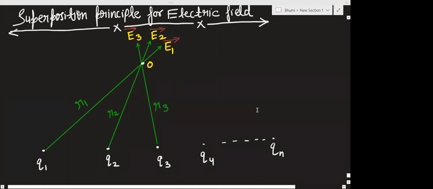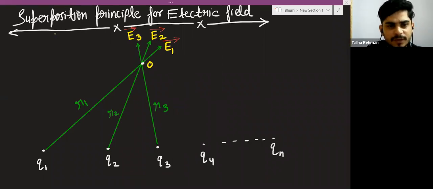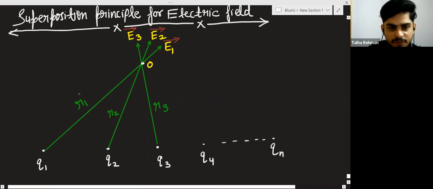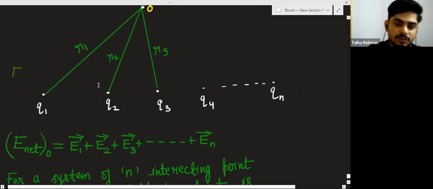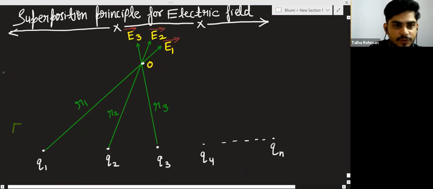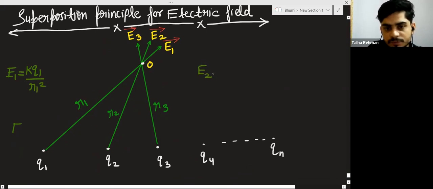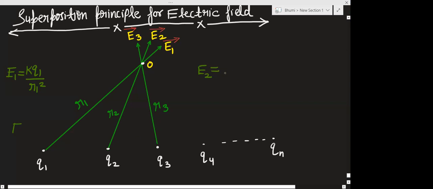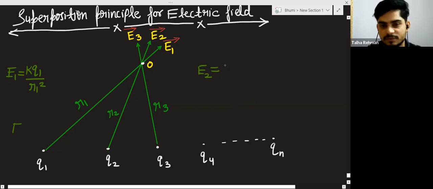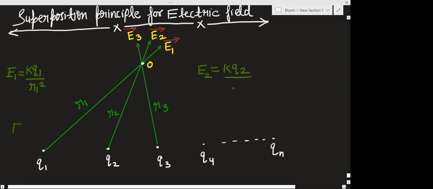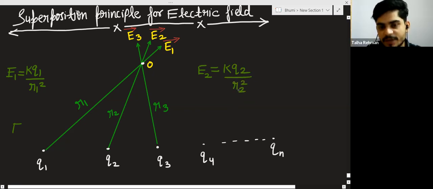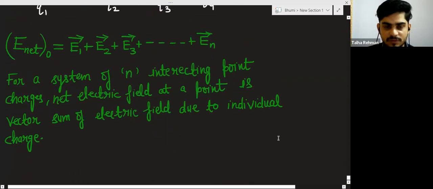So, done. Here, if I want to calculate E1, which is due to this charge, then this will become K Q1 divided by R1 square. And what is the value of E2? K Q2 divided by R2 square. Yeah, take the charge and divide it by the square of the distance. So, completed this one also. Yes, sir.